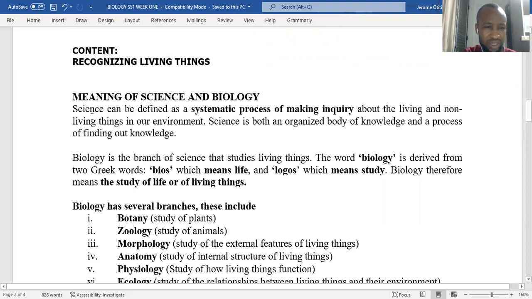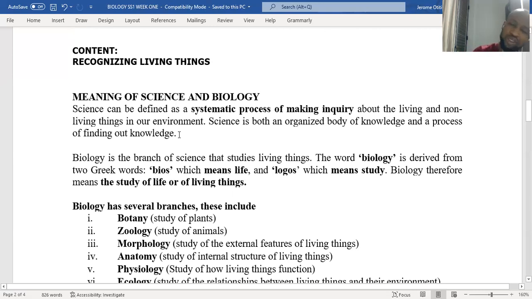Now, the first objective, science. What is science? Science is a body of knowledge. Science is a systematic process of making inquiry. They want to know, why is this thing like this? Scientists do not believe stories. They are not historians. They try to know, why is this thing like this? About living, they want to know, what is it about living things and non-living things in the environment? So it's an organized body of knowledge that wants to find out things. That is biology. That is science. It's a very broad concept.